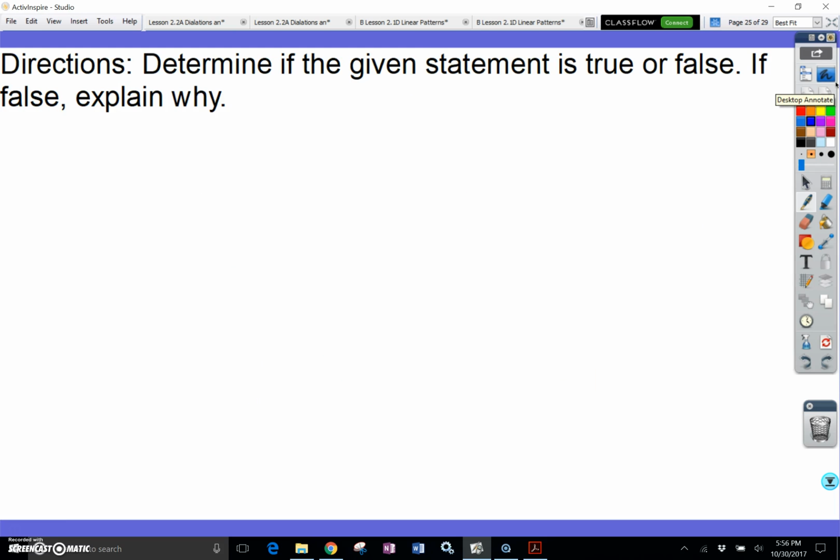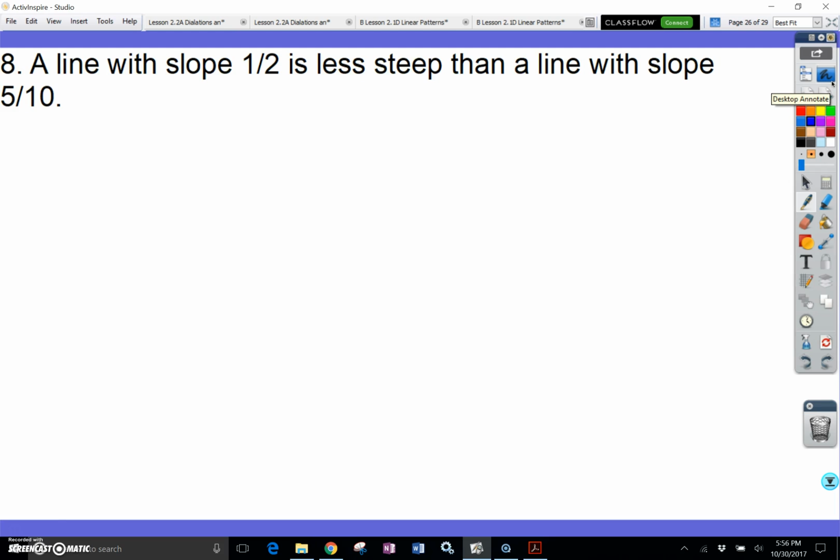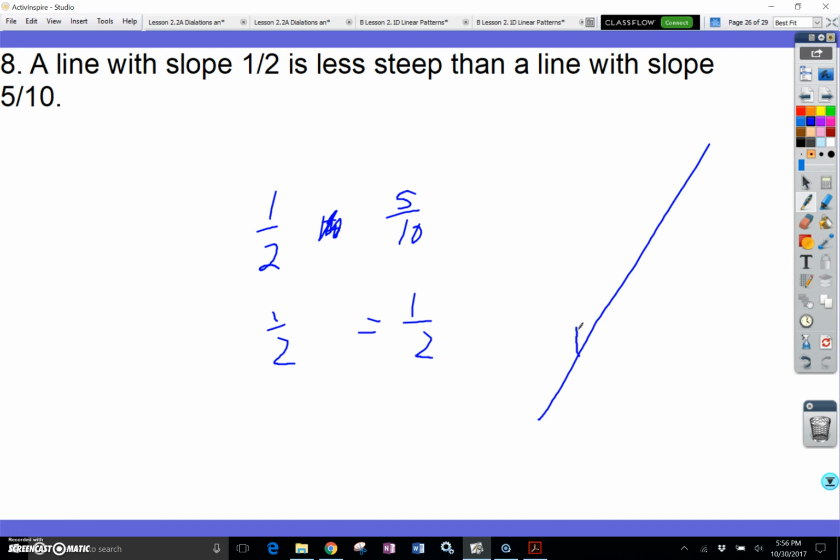Alright, determine if the given statement is true or false. A line with the slope of 1/2 is less steep than a line with the slope of 5 over 10. Now this one is false because what this is saying is which one is greater. And if I reduce 5 over 10, that would reduce to 1/2, which is equal to 1/2. So if we were to look at some triangles, if I go up 1 over 2, up 1 over 2, it would be the same slope as going up 5 over 10. Because since they're a ratio, I could create equal triangles, proportional triangles that have the same hypotenuse.